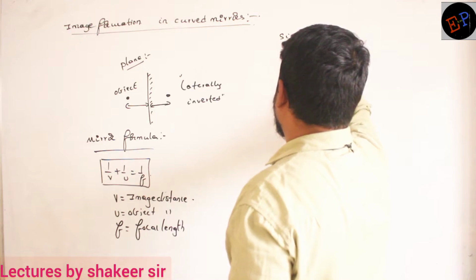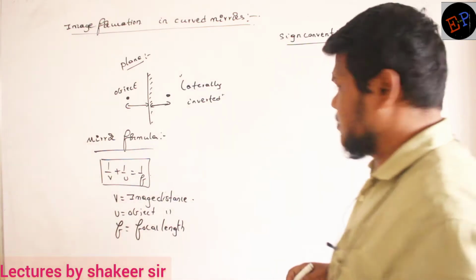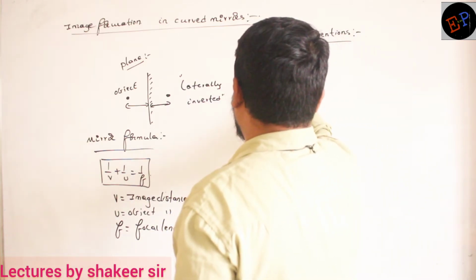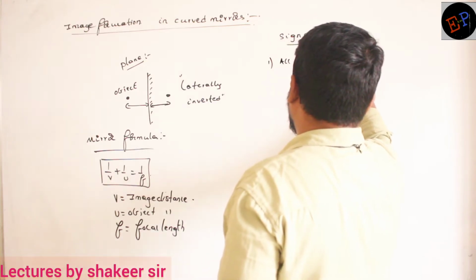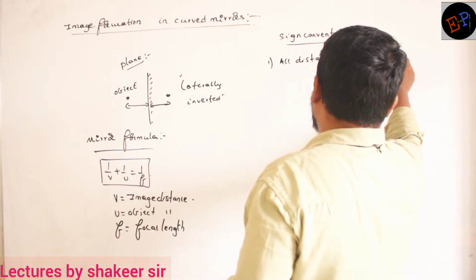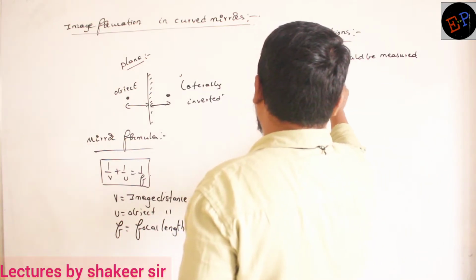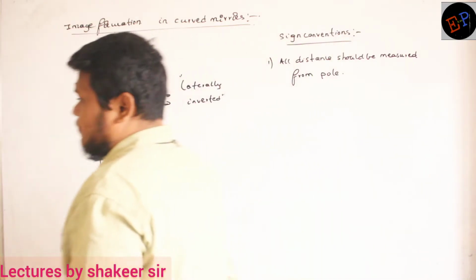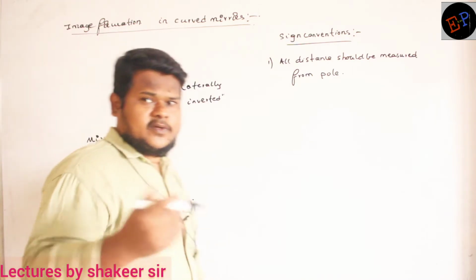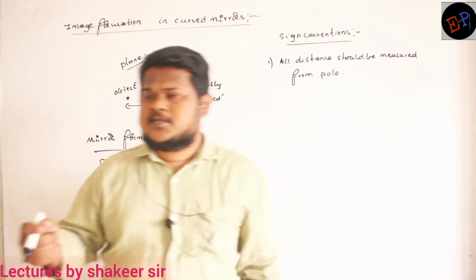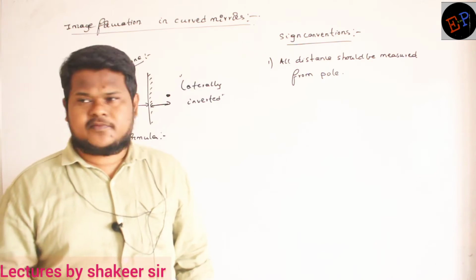Sign conventions in the case of curved mirrors. First sign convention: all distances should be measured from the pole itself. We know what is meant by the pole of the mirror: the geometrical center of the mirror is called the pole of the mirror. So every distance we have to measure from the pole itself.